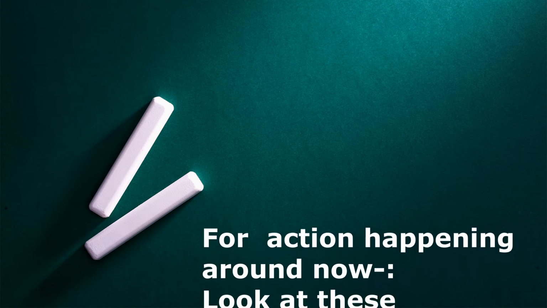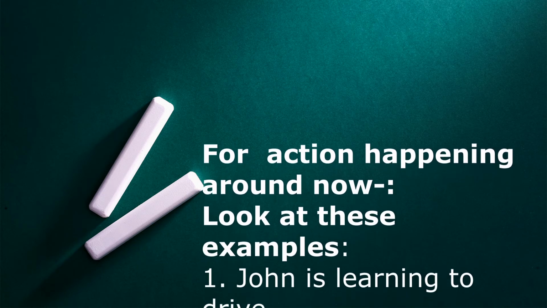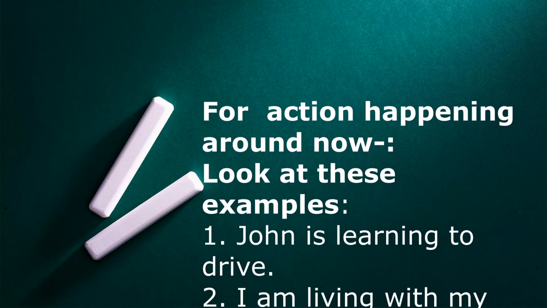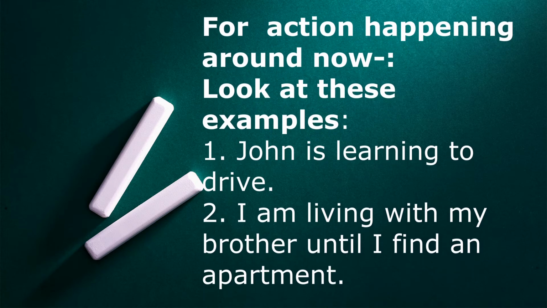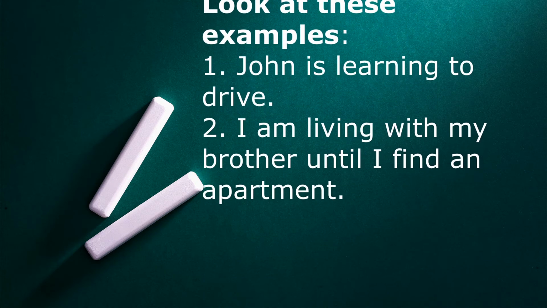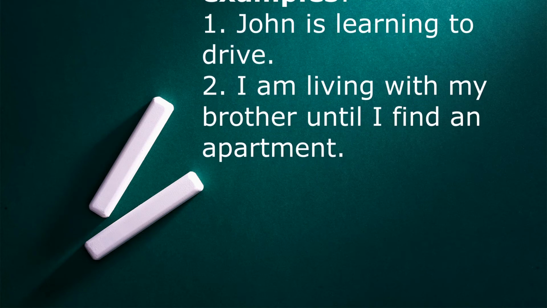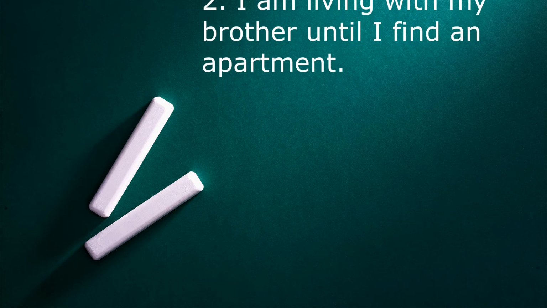For action happening around now, the action may not be happening exactly now, but it's happening just before and just after now, and it is not permanent or habitual. Look at these examples. John is learning to drive. I'm living with my brother until I find an apartment.